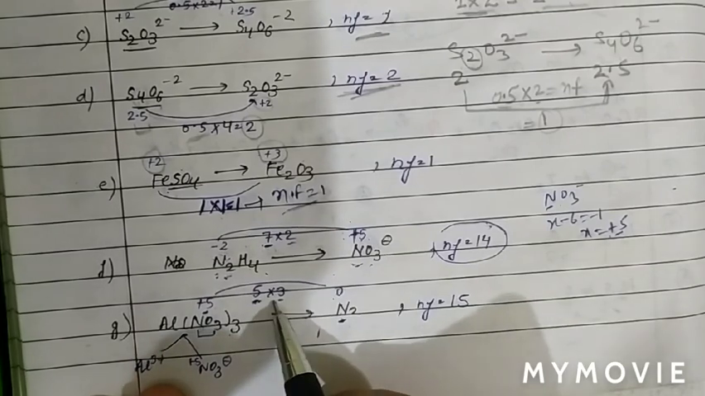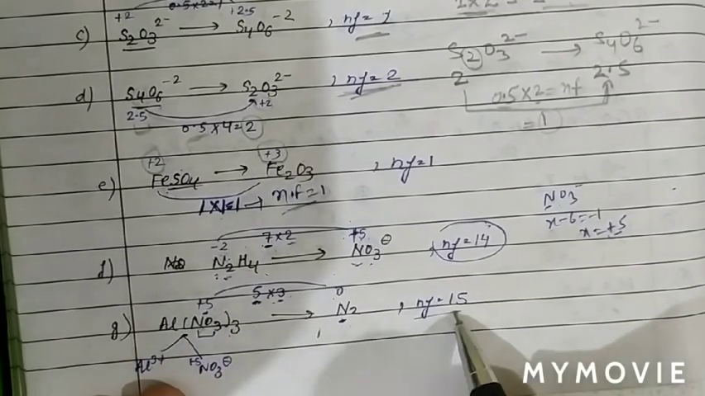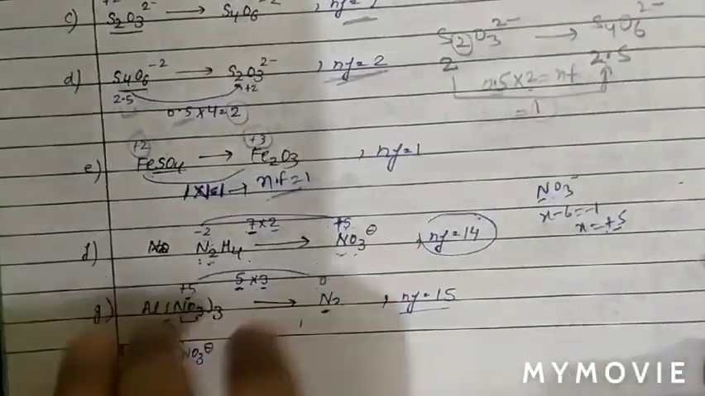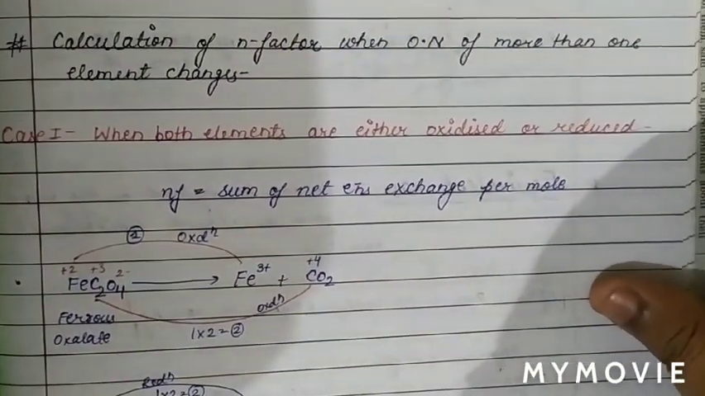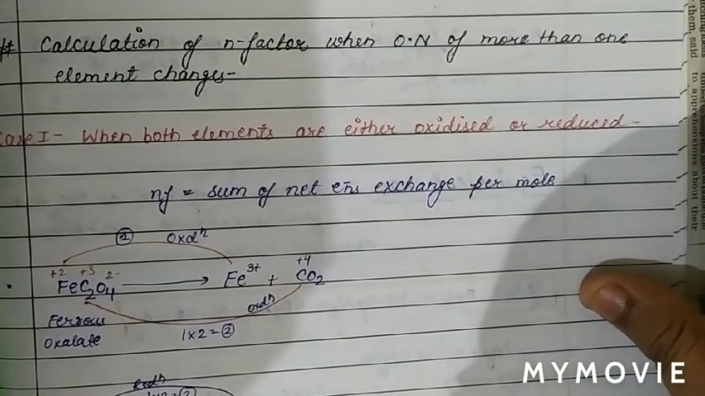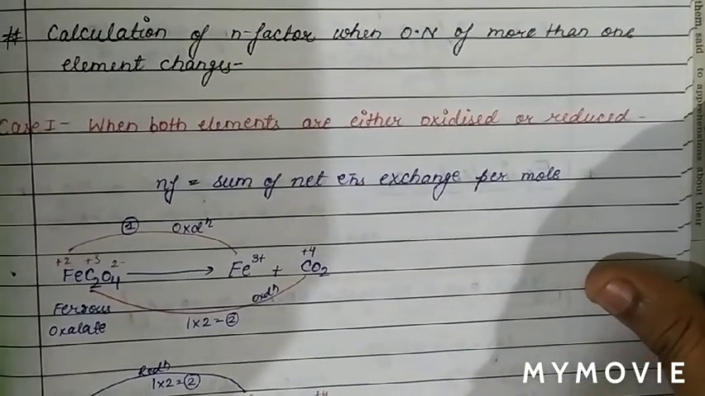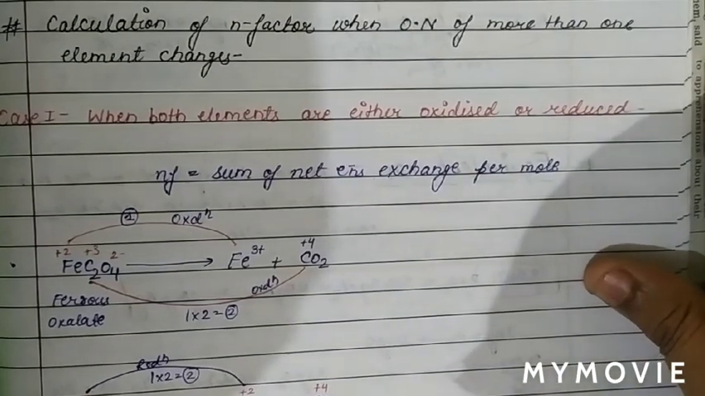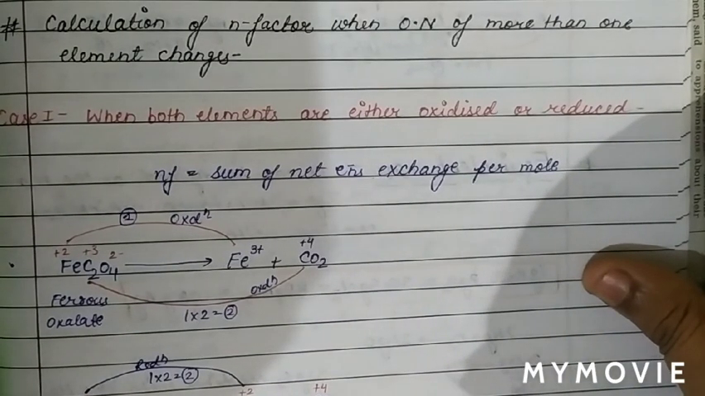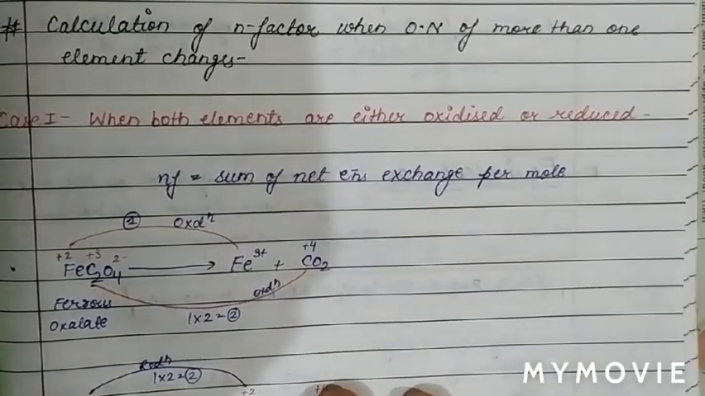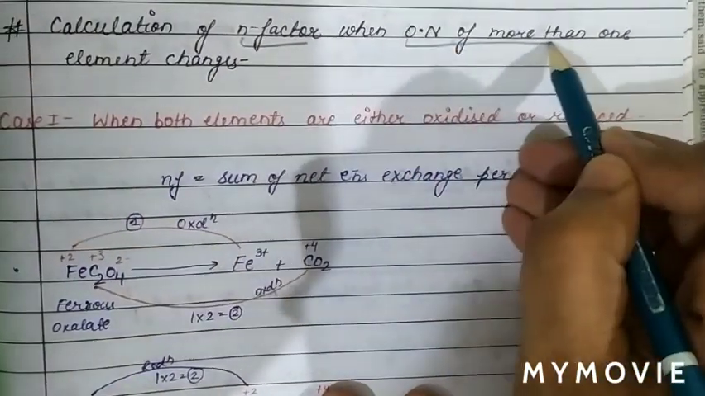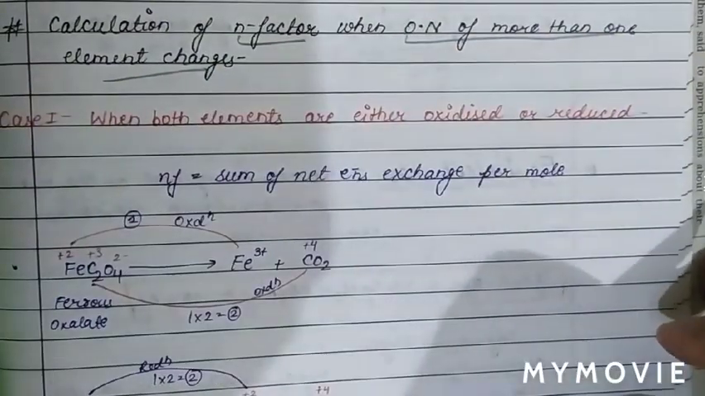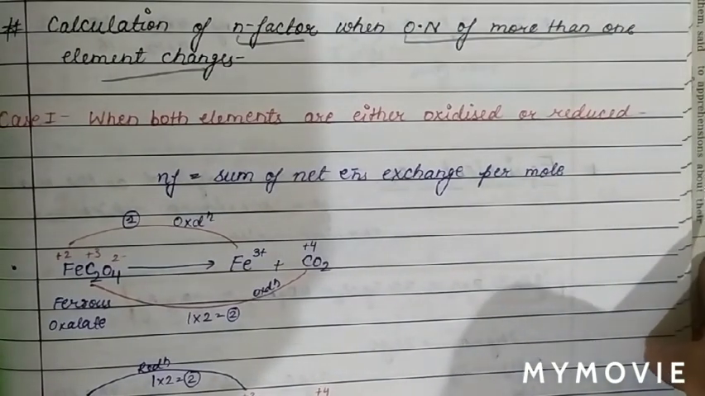Now we will see our next topic, the calculation of the n factor when the oxidation number of more than one element changes. We will calculate the n factor in those reactions where the oxidation number of more than one element changes. Now see the first case, when the oxidation number of more than one element is changing. The first case is possible when both elements are either oxidized or both elements are reduced.